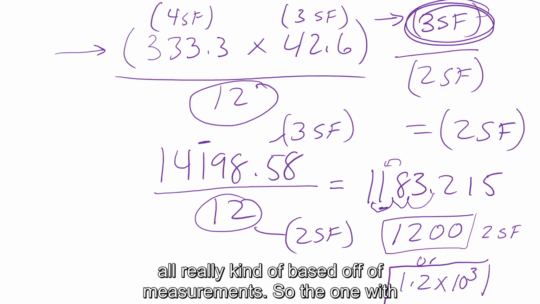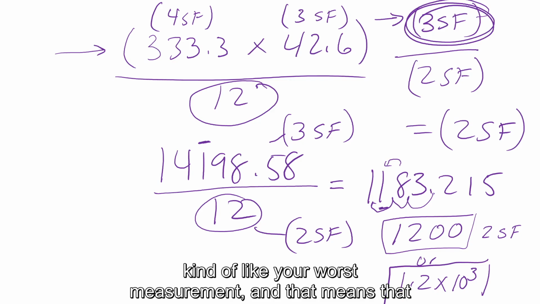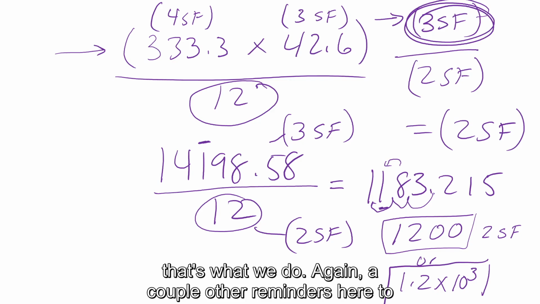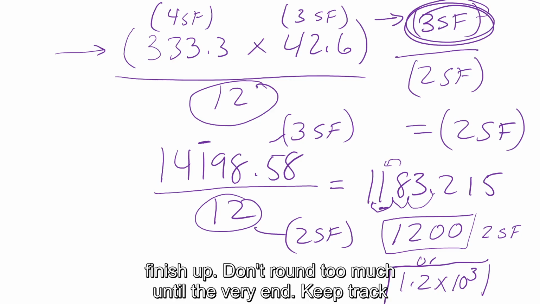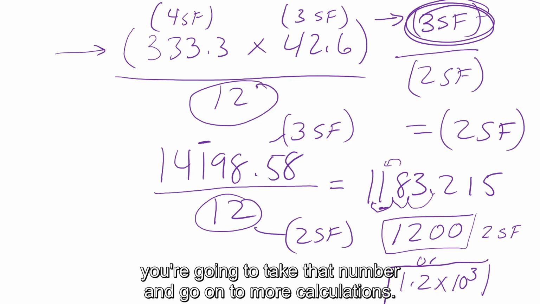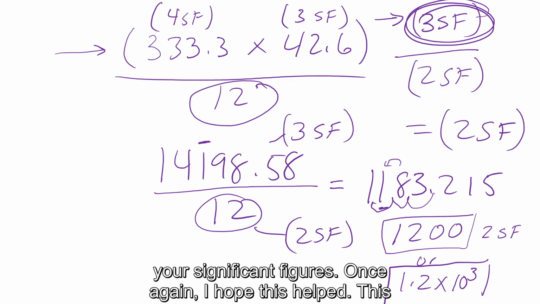The reason we look at the least decimal places and the least number of significant figures is, frankly, these are all based off of measurements. So the one with the least sig figs, the least number of decimal places, is like your worst measurement, and that means that your calculation is only as good as your worst measurement. So that's what we do. Again, a couple other reminders here to finish up. Don't round too much until the very end. Keep track of your significant figures in your calculations, especially if you're going to take that number and go on to more calculations. Try to avoid lots of rounding along the way, but keep track of your significant figures.